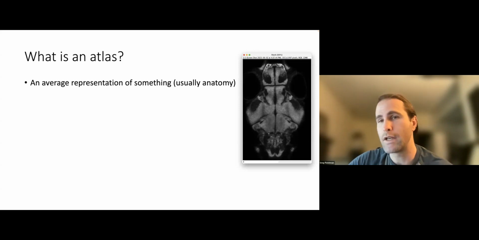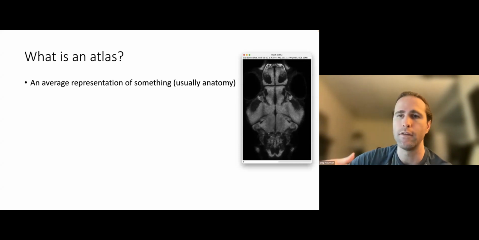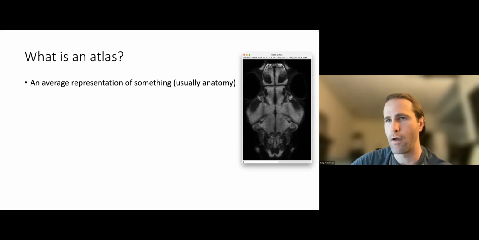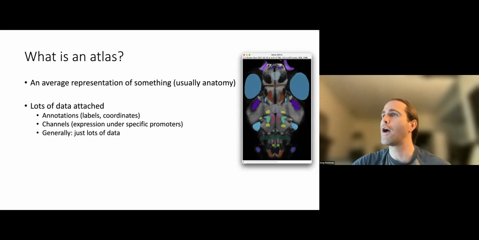And I say it's usually an average representation because it was usually one or a few subjects that were supposed to be representative of an entire population. Like this is the wild type lab mouse hippocampus, for example. Typically within an atlas, there's lots of data attached to it. So there could be annotations.